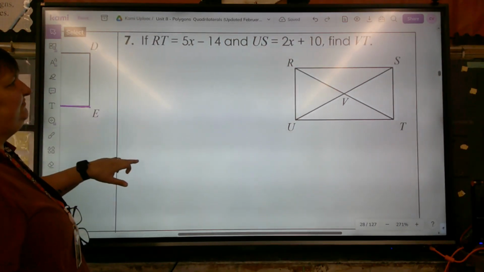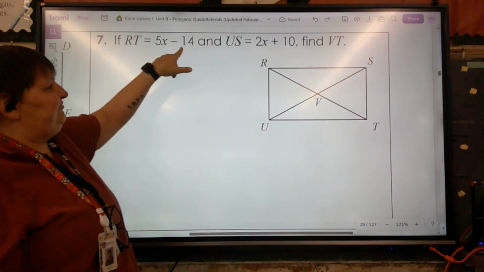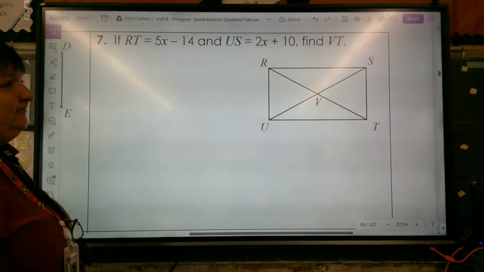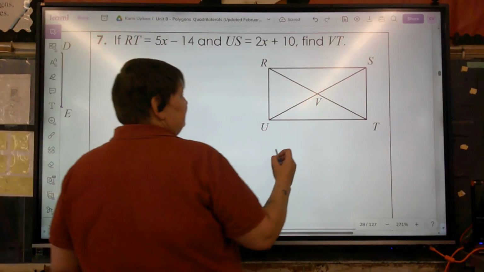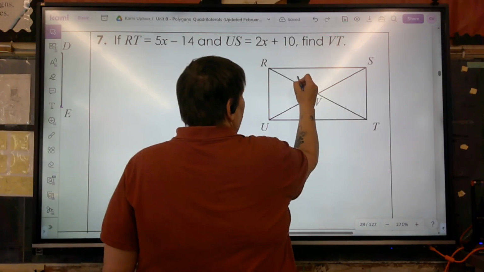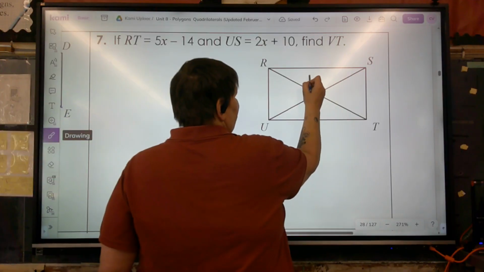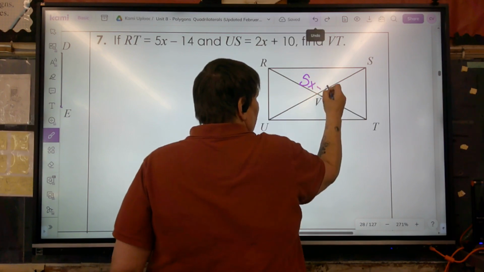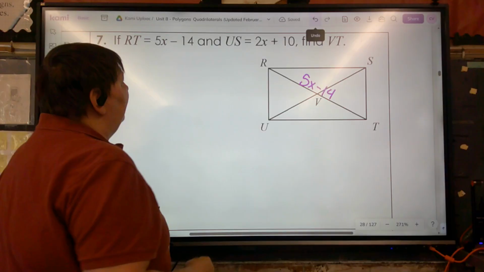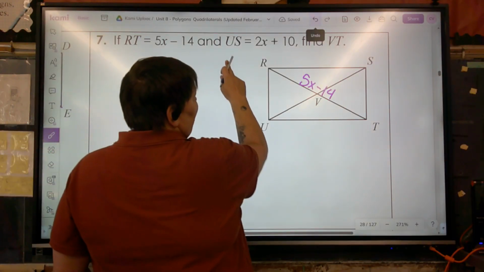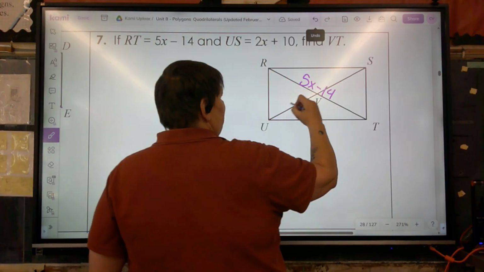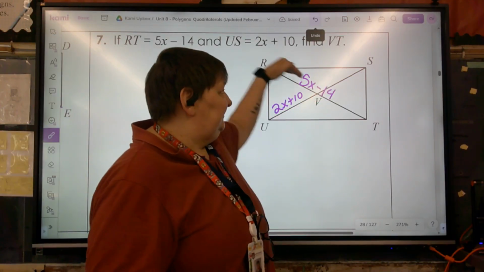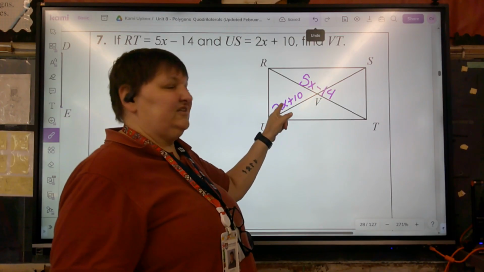All right, you do 7. The only difference is you have to write this information on there. It's the same problem. RT is 5x minus 14. And US is 2x plus 10. And we know that on a rectangle, the diagonals are congruent. So this is equal to this.